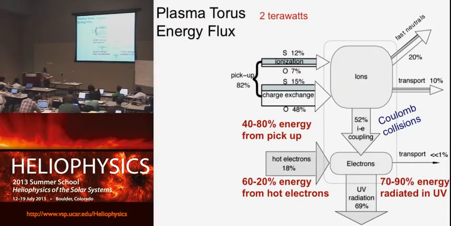So for the case of the Io torus, 70 to 80% of the energy is just radiated out as UV, and you have electrons. In fact, you also have to add energy directly to the electrons. You have to have a population of hot electrons there. Now, where do they come from? Good question. We don't know.